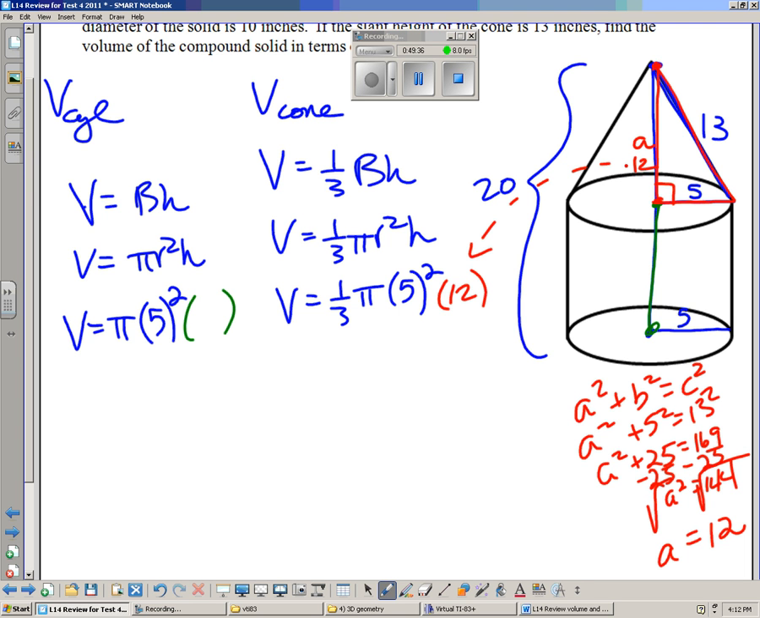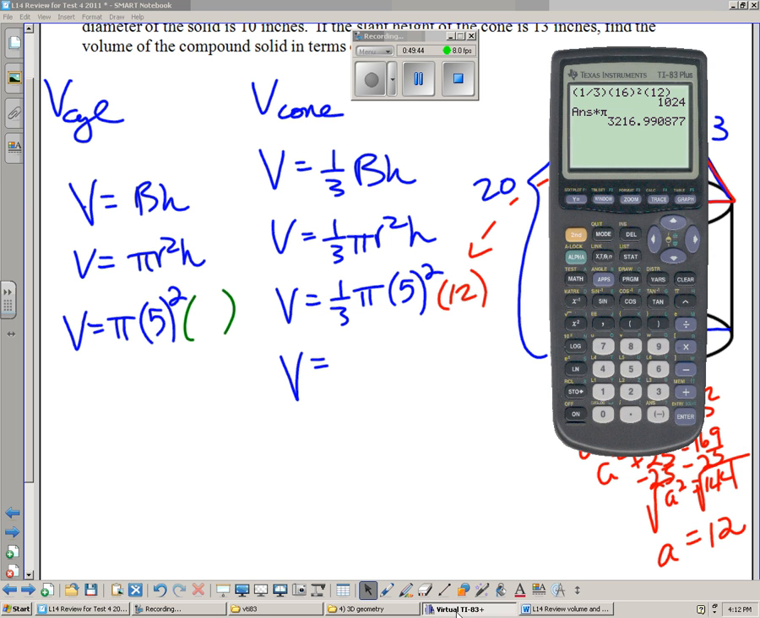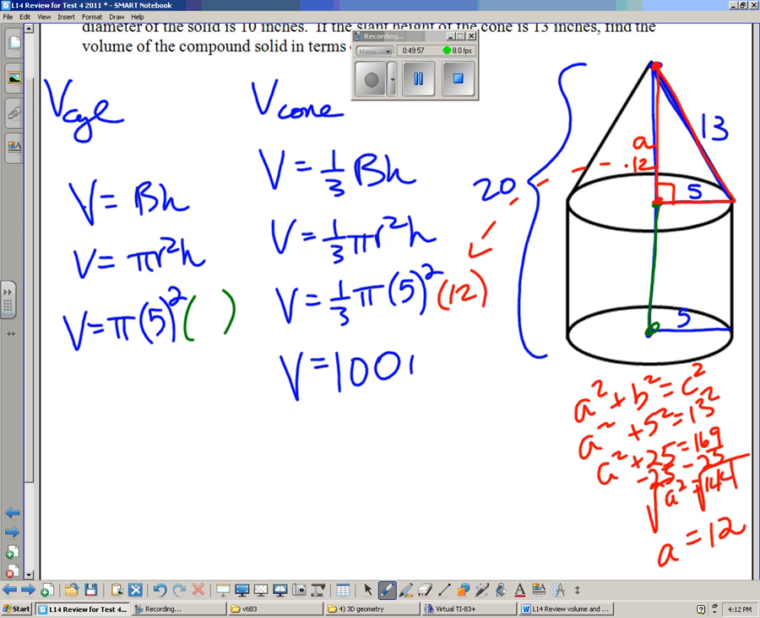Fantastic. We can now get the volume of the cone, which I'm going to leave in terms of pi. That's what the problem asks us to do. We have all the information we need. So I'm going to put in 1/3, skip pi as we're keeping pi in the answer, 5 squared times 12 equals 100. So now the volume of the cone is 100 pi.